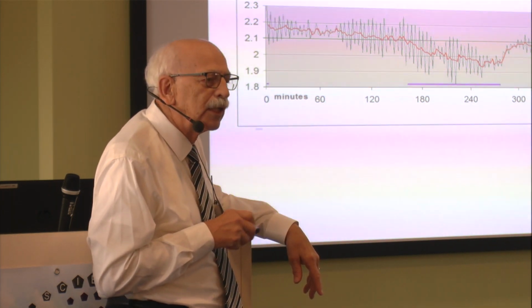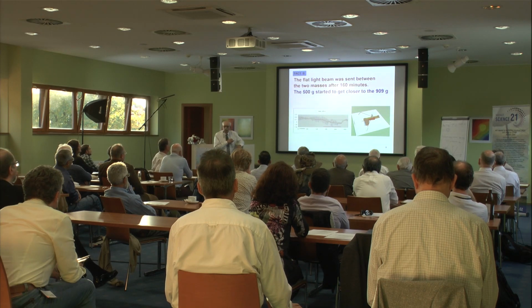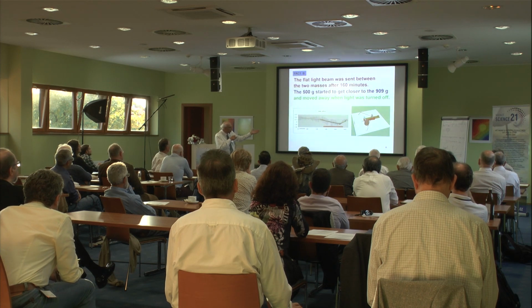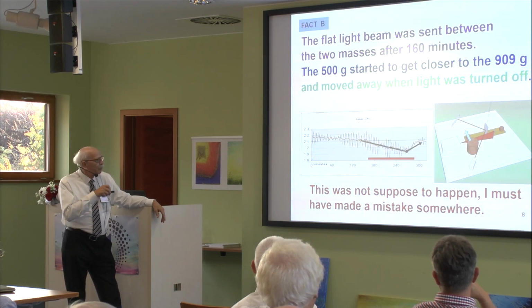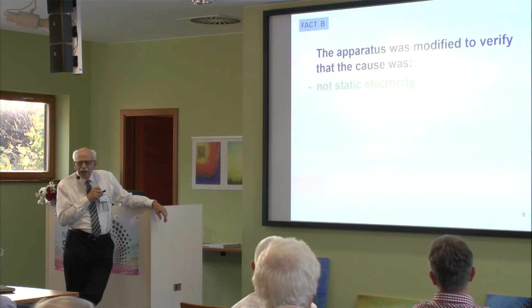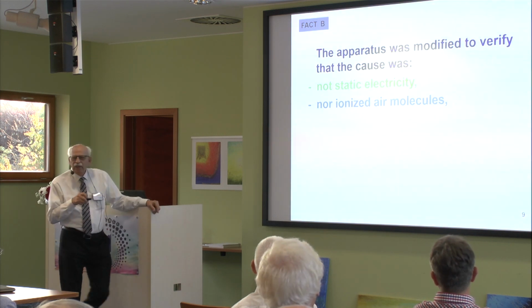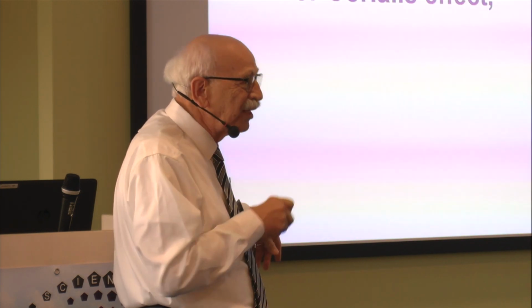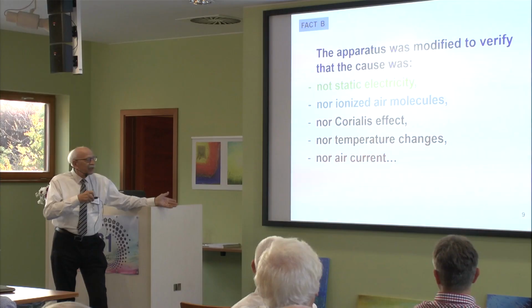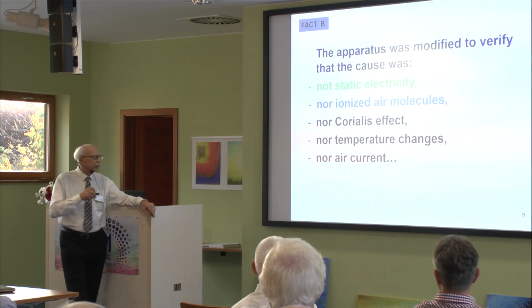It moves back. So I did that for 9 months to find my error, because I knew that was not supposed to happen. You see that it went back when the light was shut off. Okay. Is it static electricity? I even put wires everywhere, grounded. Same thing. Is it molecules of air that I ionize? Well, a red beam cannot ionize air. Okay. So is it Coriolis effect? Is it temperature changes? I tried so many things. It was always attractive, not supposed to.